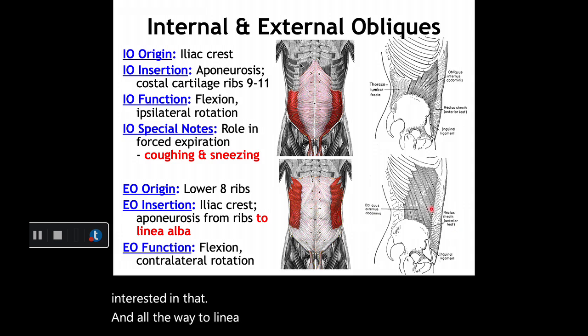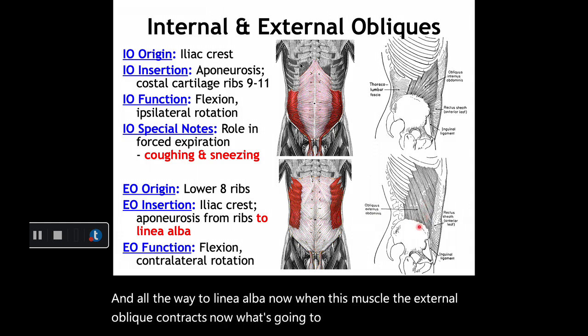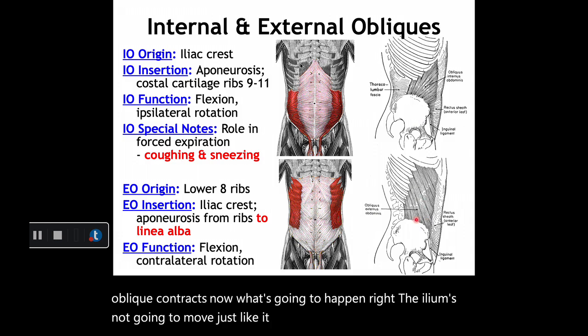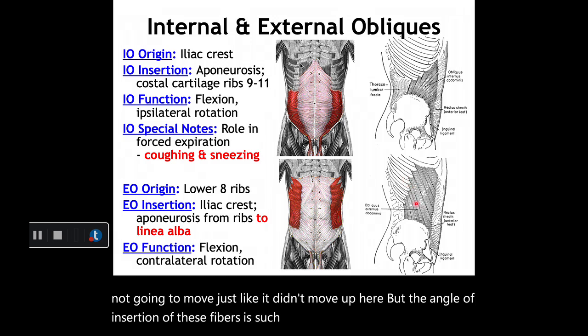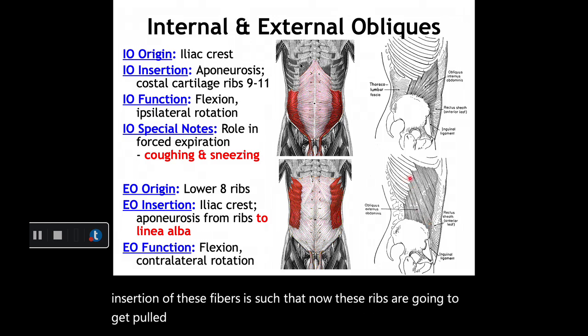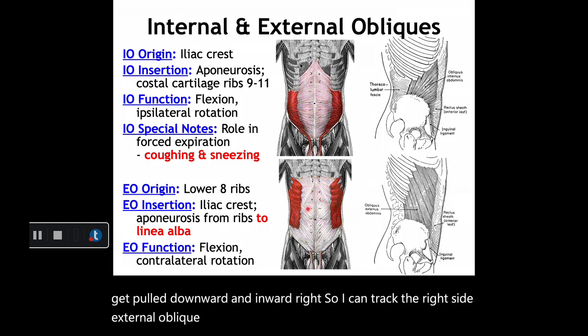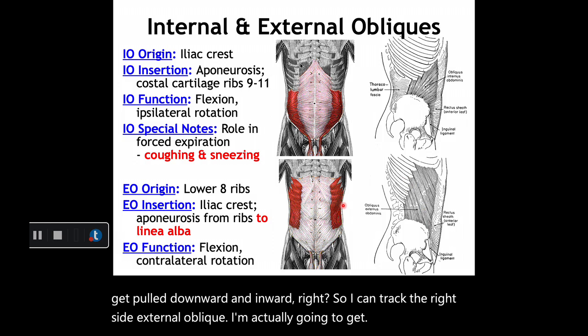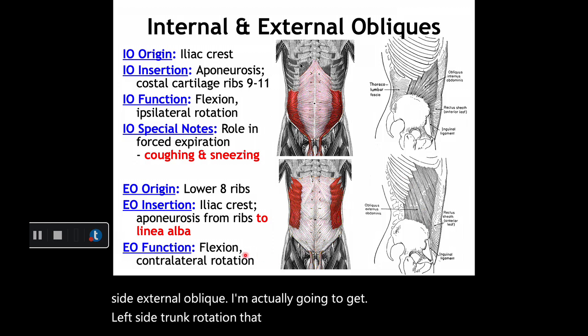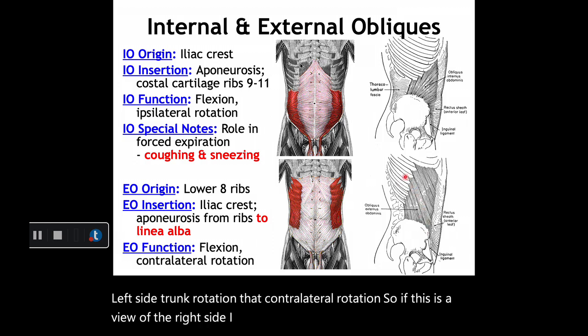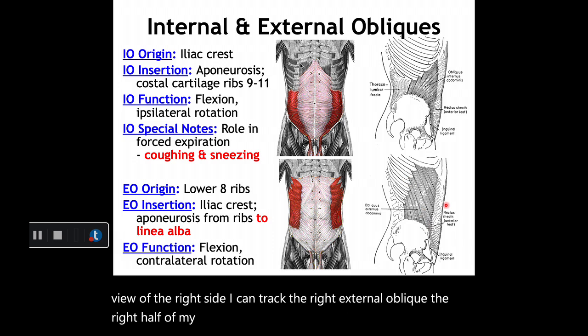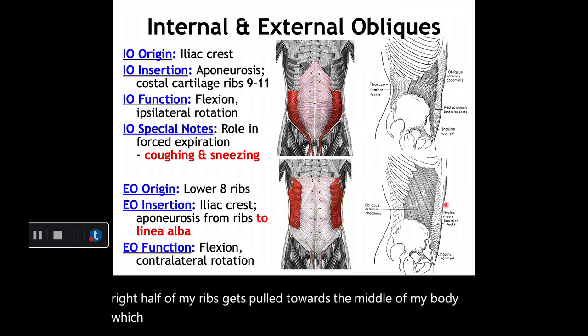Now, when the external oblique contracts, what's going to happen, right? The ilium's not going to move, just like it didn't move up here. But the angle of insertion of these fibers is such that now these ribs are going to get pulled downward and inward. Right? So if I contract the right side external oblique, I'm actually going to get left side trunk rotation, contralateral rotation. So if this is a view of the right side, I contract the right external oblique, the right half of my ribs gets pulled towards the middle of my body, which is going to turn my trunk to the left, which is contralateral rotation.